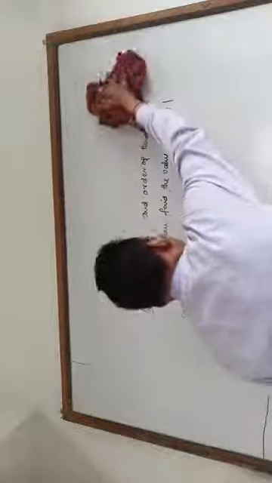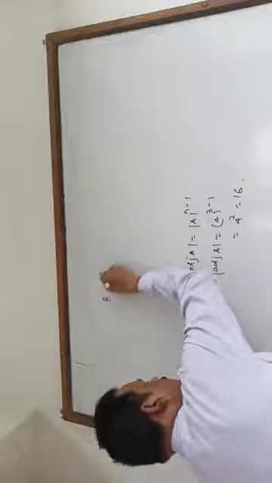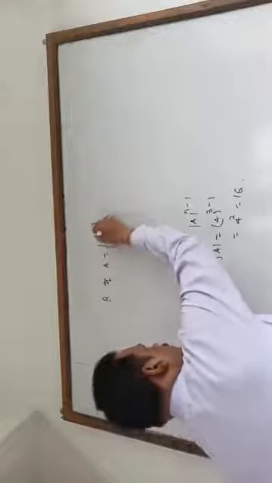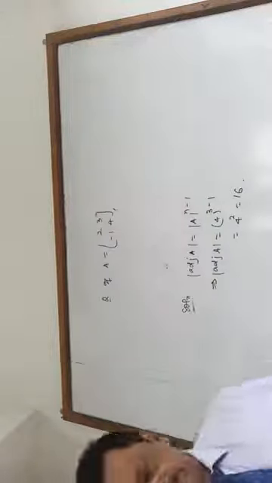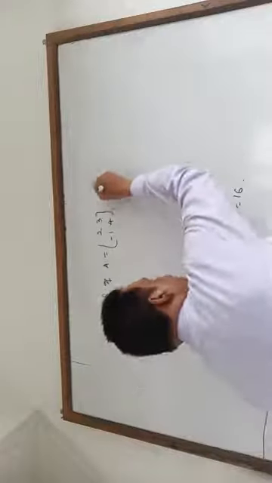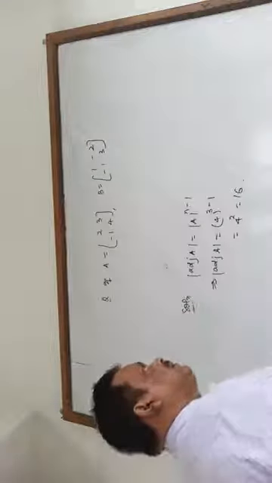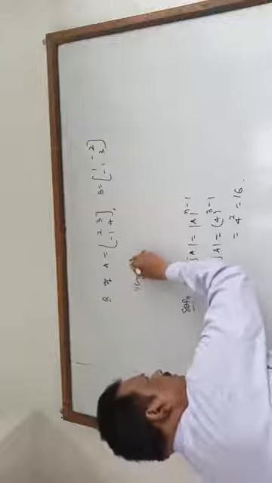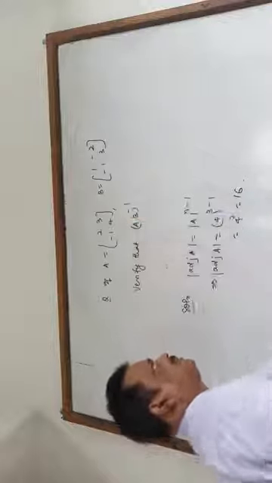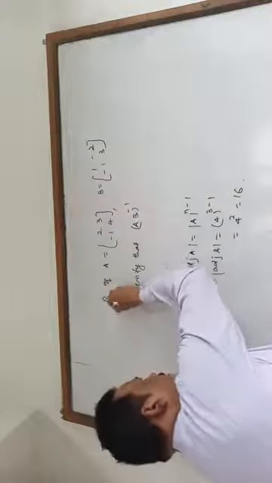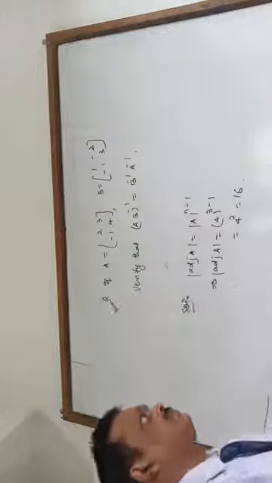If A equals 2, 3, minus 1, 4, B equals 1, minus 2, minus 1, 3, verify that (AB) inverse, this is one important question, equals B inverse A inverse.